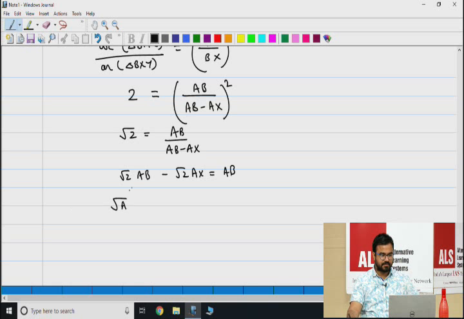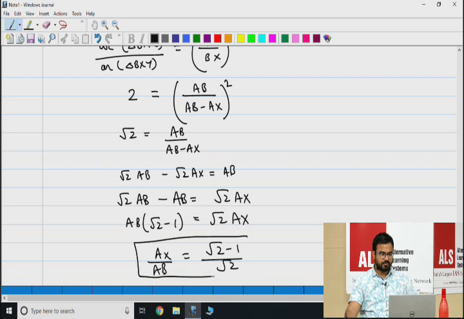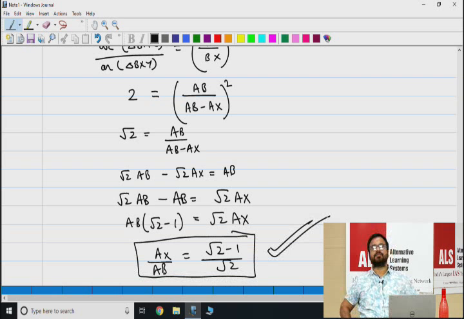So we can take it like this. Root 2 AB minus AB is equal to root 2 AX. We can take AB as common, so AB times (root 2 minus 1) is equal to root 2 AX. Now we want to find AX over AB. So AX over AB is root 2 minus 1 over root 2. This is the relationship.